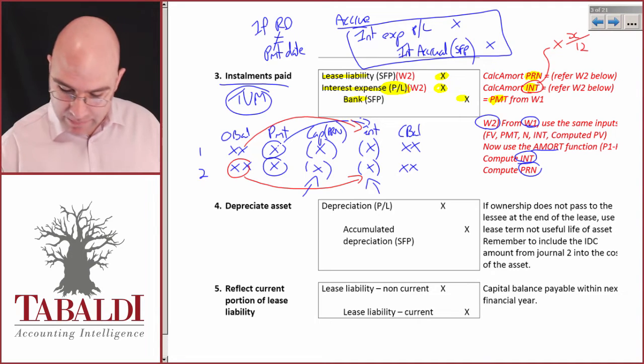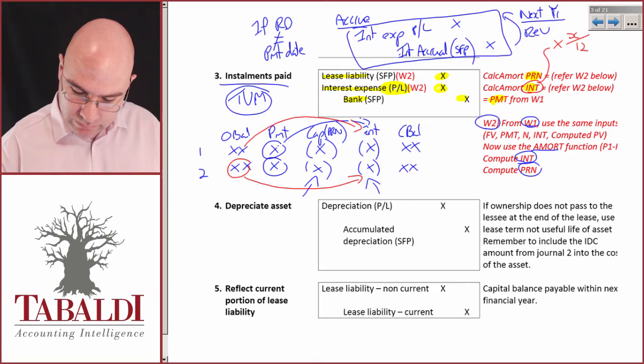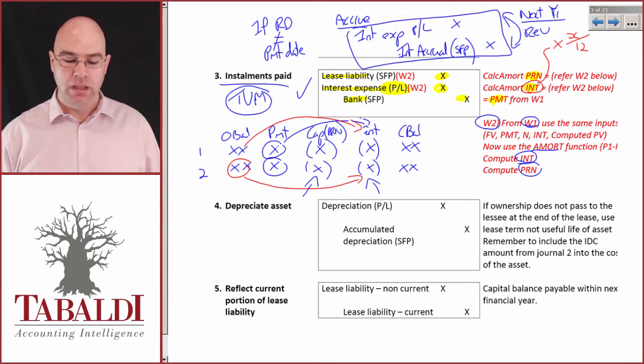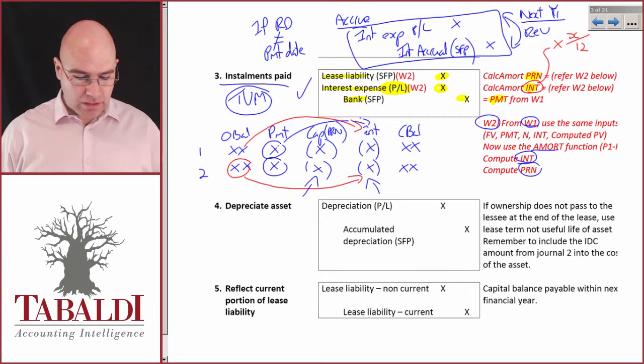And then in the next year, what are you going to do? In the next year, you will reverse this journal. Okay, and then go back to recognizing the normal installments paid. So that you'll practice in a question. Okay, so that's the biggest part of the lease accounting.